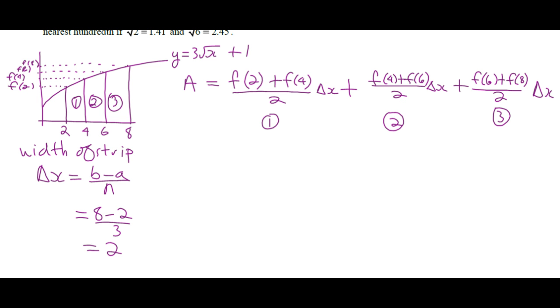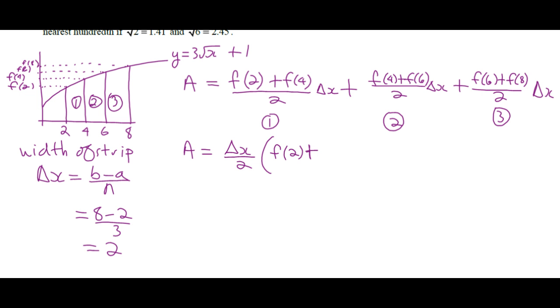All right, so we can simplify this a little bit, because what do all the terms have in common? They've got a delta x, and they're all divided by 2. So we can factor that out, right? Delta x over 2. And we're left with f of 2 plus, well, okay, wait a sec.